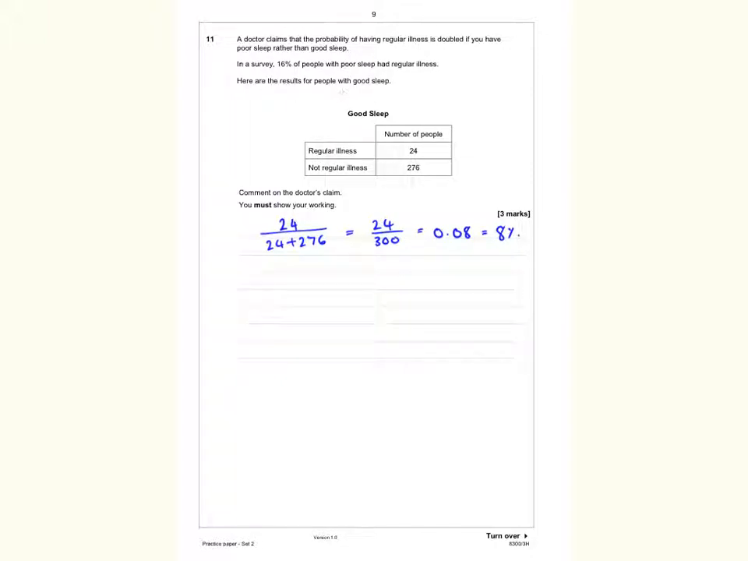So using these results for people with good sleep, 8% of the people who had good sleep had regular illness. The doctor's claim was that having regular illness is doubled if you have poor sleep rather than good sleep, and 16% of the people with poor sleep had regular illness. So it is actually what we found here. It says comment on the doctor's claim. So the doctor is correct based on these surveys.